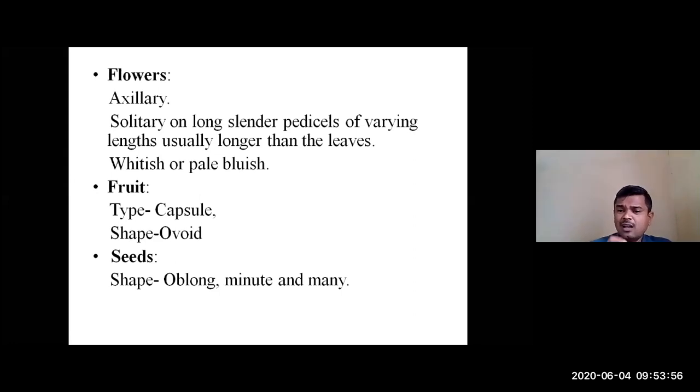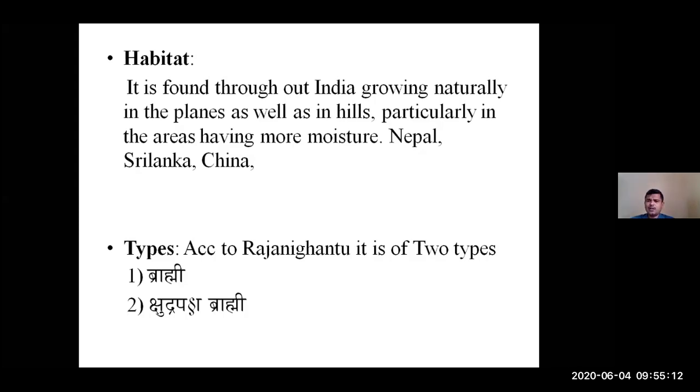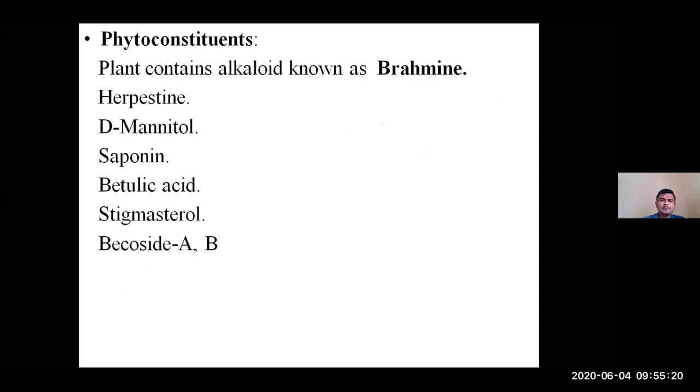The flowers are longer than the leaves, and the color of the flowers depends on the place, where the moisture content will be more. Even in Nepal, Sri Lanka, China, in those areas also, this plant is abundantly available. The types of Brahmi, according to Rajanighantu, are 2 types: Brahmi and Kshudrapatra Brahmi.